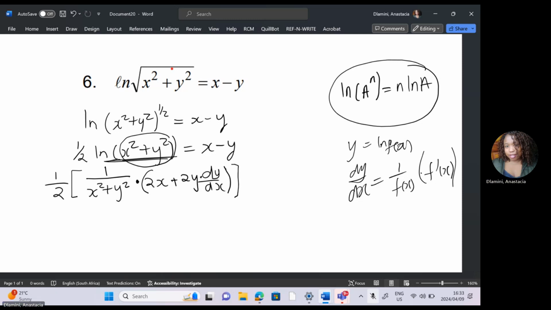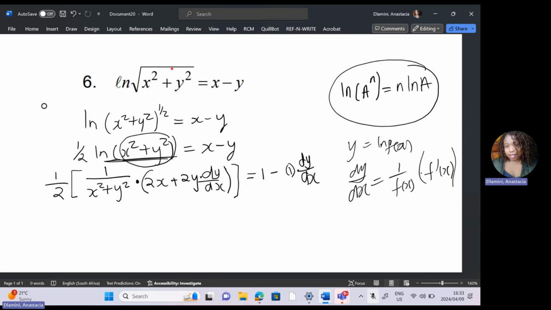Okay? Now, let's differentiate the other side. So this is 1 minus the derivative of y is 1, but because y is a function of x and we're differentiating it, therefore we multiply by dy over dx.